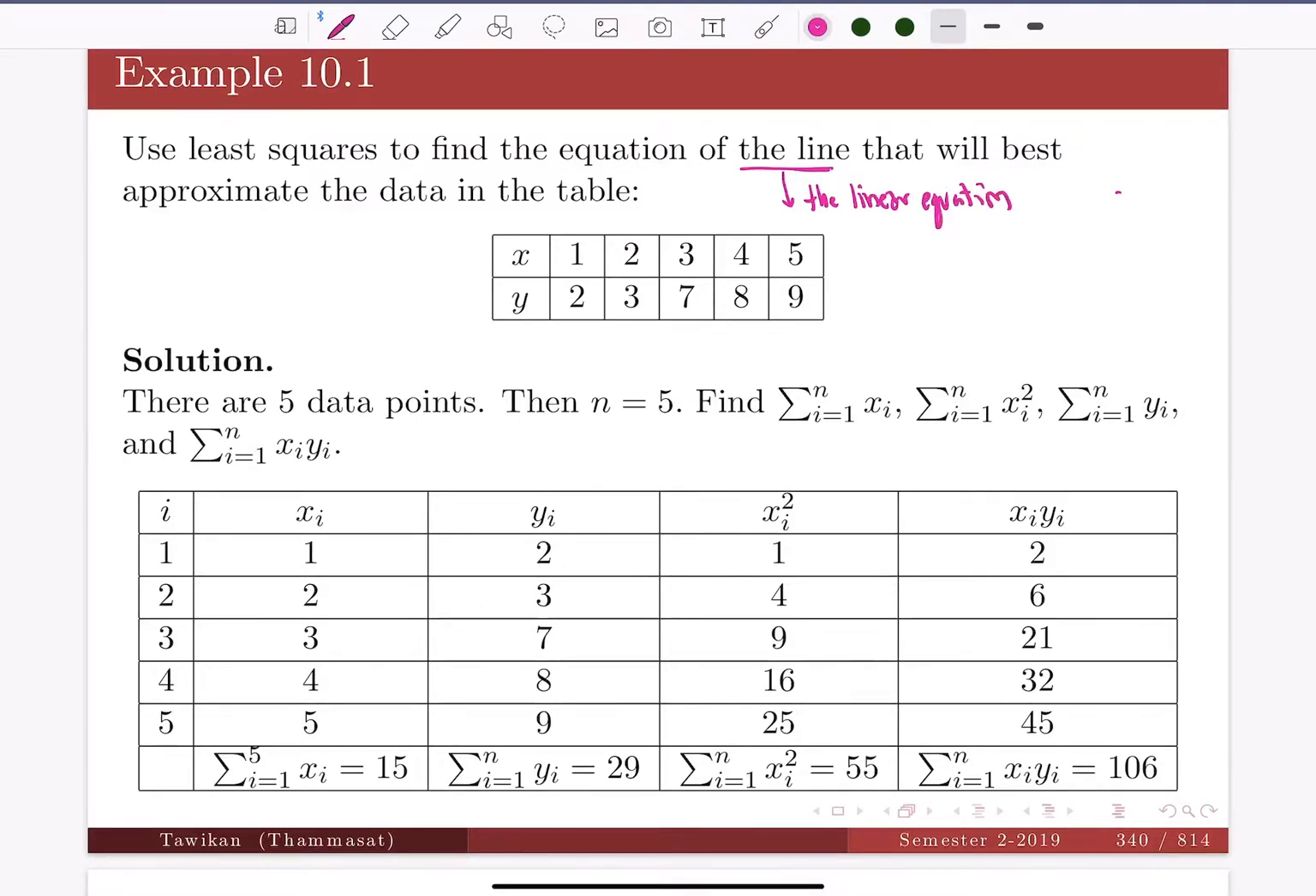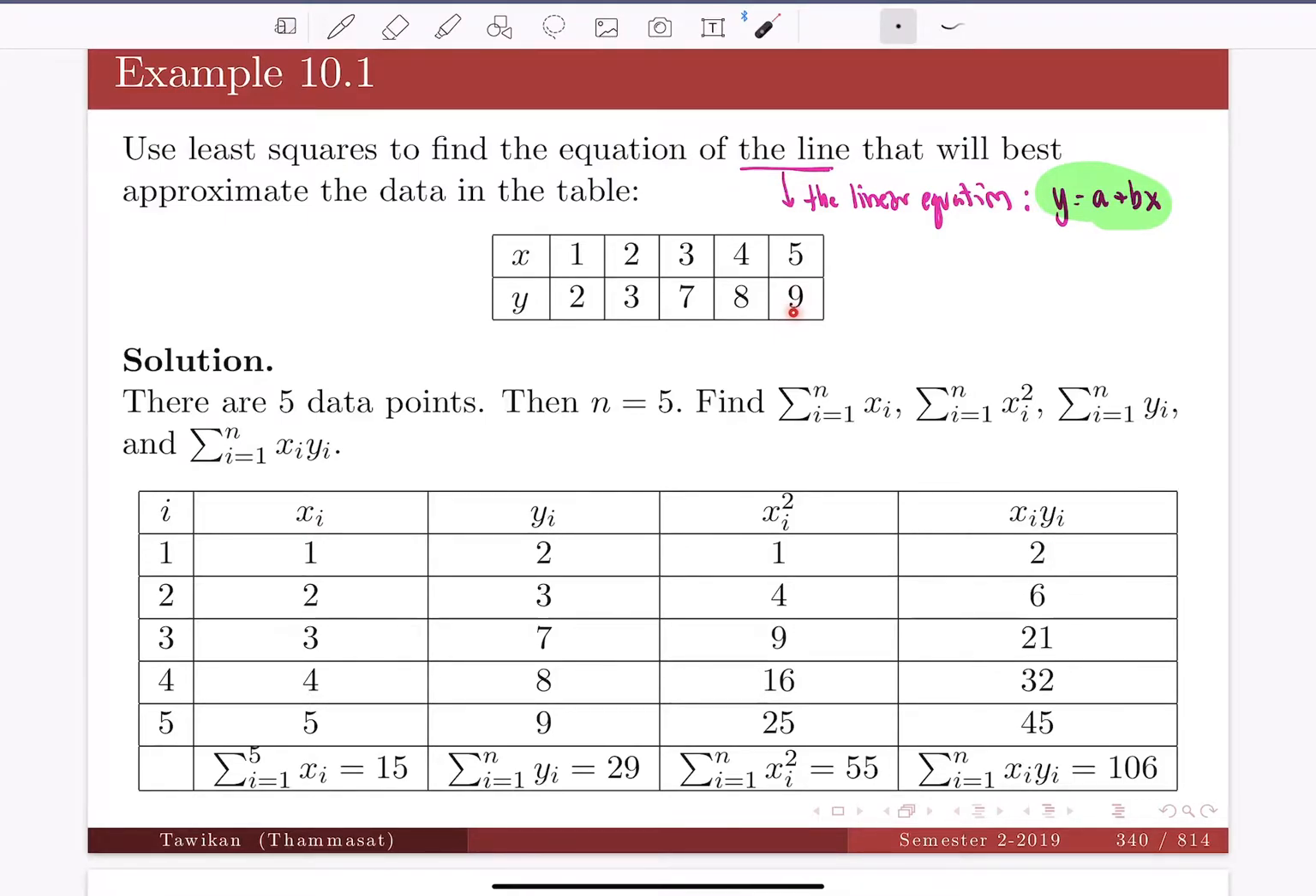And what is the general look of the linear equation? When your equation is linear, the general look of it is y equals a plus bx. So what we have to find here is the constants a and b by using the data in that table. And there are 5 data points in the table. Okay, that is the first point, second point, all the way to the 5th point. So there are 5 points altogether.